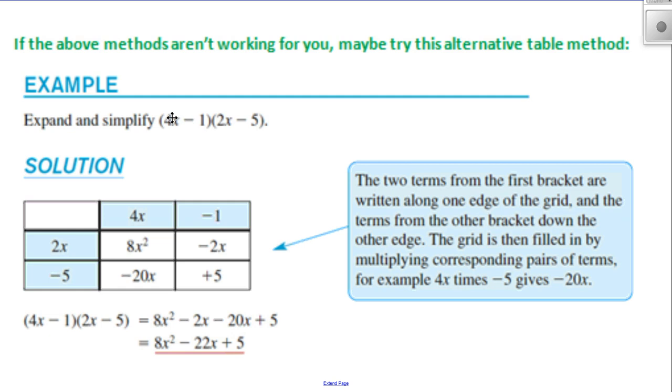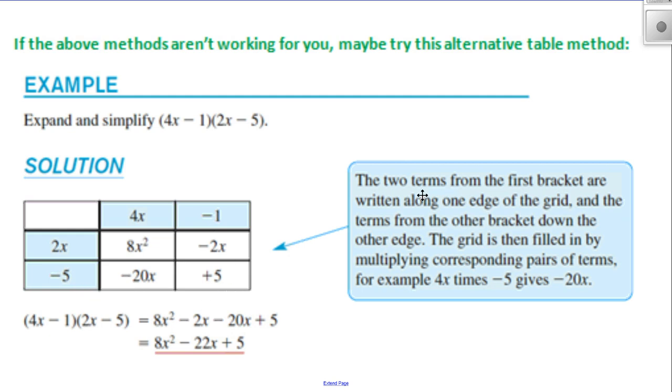4x minus 1, 4x minus 1, 2x plus 5, 2x plus 5. You could have had 4x minus 1 here, 2x plus 5 there. That would have been the same thing. And then what goes here is the product of these two. 4x times 2x, 8x squared, minus 1 times 2x, minus 2x. 4x times 5, 20x. Negative 1 times 5 is negative 5.